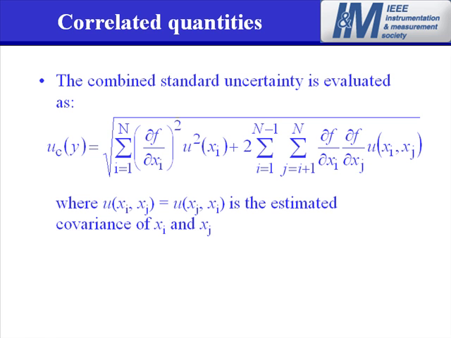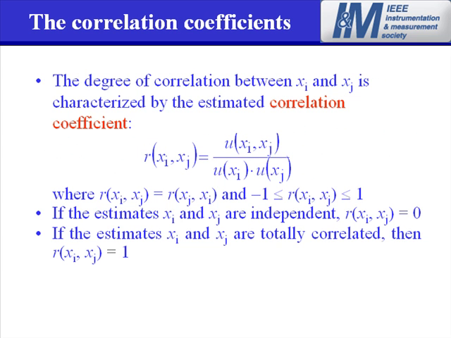So usually the correlation coefficient is used to express the degree of correlation between two quantities x sub i and x sub j. The correlation coefficient can be expressed in terms of variances and covariance as shown in this relationship, and it always takes values between -1 and +1. If x sub i and x sub j are independent, the correlation coefficient is 0, and if they are totally correlated, it becomes equal to 1, as you see here.